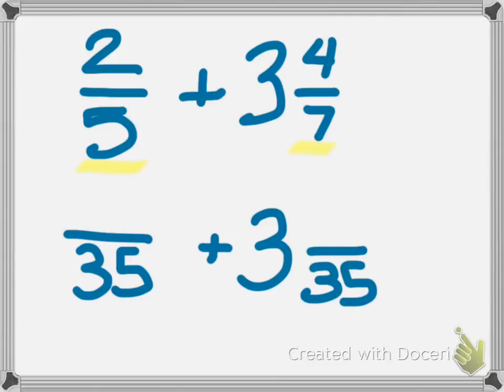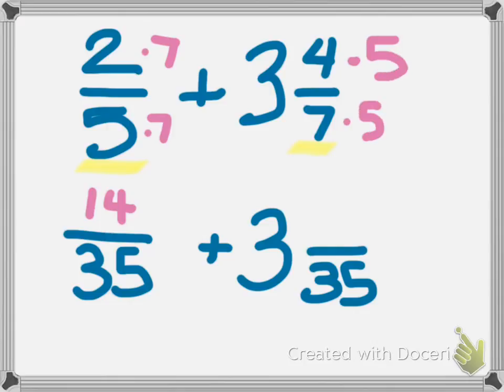So if you recall how to do that, I am going to think about what 5 times what gives me 35? 7. So in order to make it equivalent, you have to do the same thing to the numerator. 2 times 7 is 14, so that's my new numerator. The same concept over here. 7 times 5 gives me 35. So to be equivalent, I'm going to take 4 times 5, and that provides me with the 20.